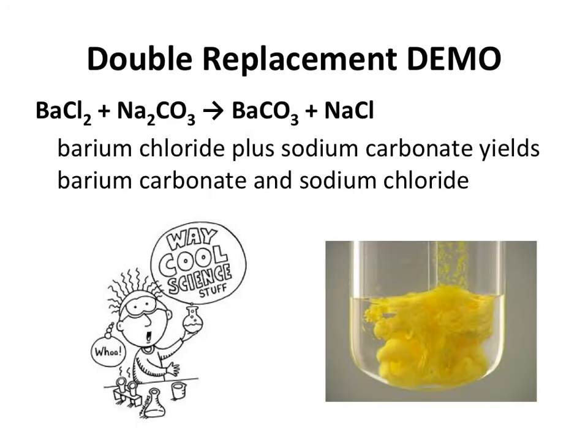Double replacement reactions. A great example is the mixing of barium chloride with sodium carbonate. This gives us our barium carbonate precipitate here. If you want to check this out online, you can totally look it up on YouTube. It's available for your viewing pleasure. It's actually very beautiful. We have two clear solutions, we mix them together, and we get this yellow precipitate of barium carbonate. So let's talk about what a double replacement reaction is and how it actually works.